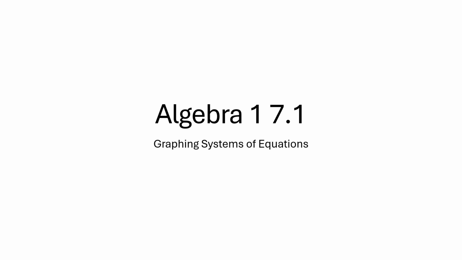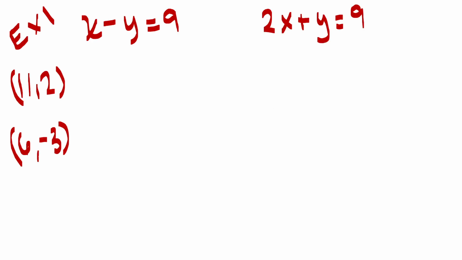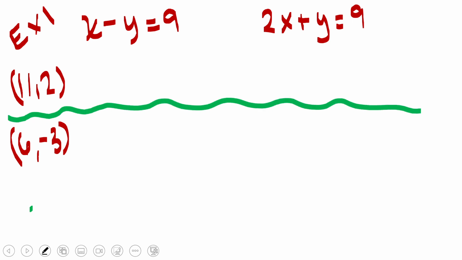Hello class, I'm working out of your Algebra 1 book, 7.1 Graphing Systems of Equations. In your first example, you are given two equations, x minus y equals 9, 2x plus y equals 9, and you were also given two ordered pairs, (11, 2) and (6, -3). To determine whether each of these ordered pairs is a solution to the system, you need to substitute your x and y in for the x and y in the expressions given.